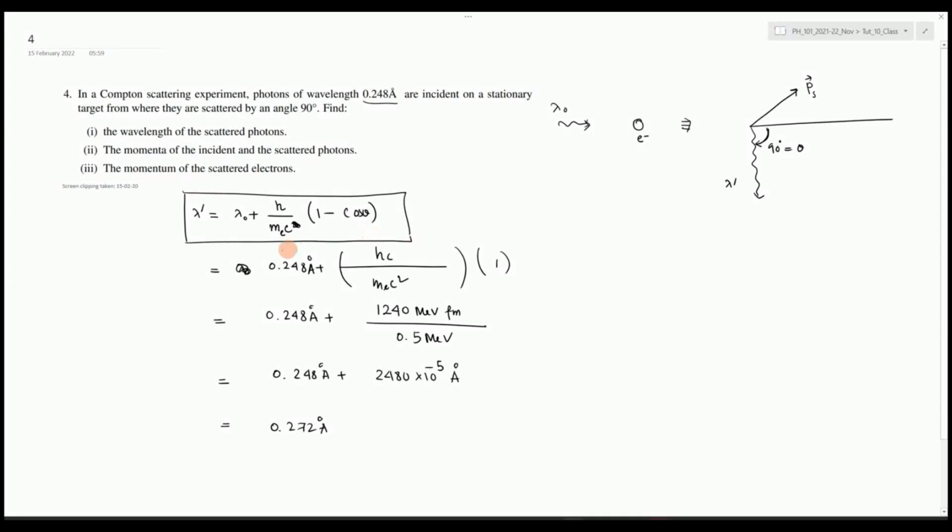The main part is this formula, right? You have derived this formula, I guess. Yes, Bhaiya. Next, the momentum of the incident and scattered photons. What will be the momentum of the incident photon? P0 will be h by lambda 0, right?